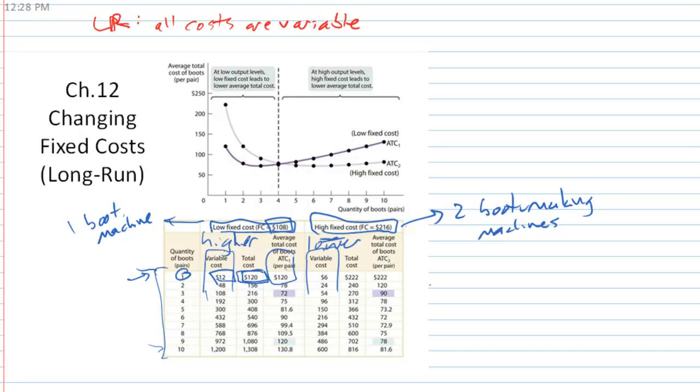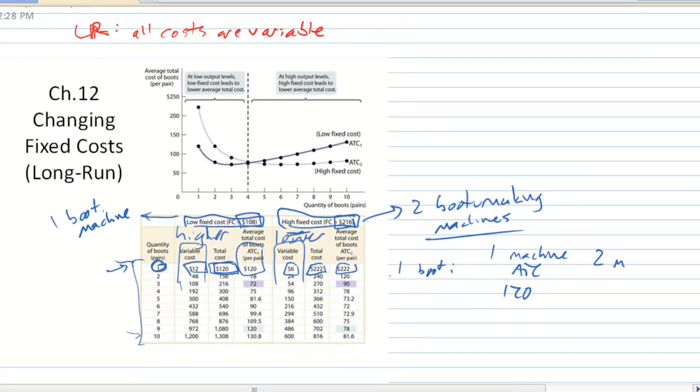What if we wanted to see what happened if we bought a second boot making machine, still only producing 1 pair of boots? Now our variable cost drops to 6, but now we add this much larger fixed cost, and get a higher total cost of $222, which is also our average total cost. So if we're just going to produce 1 boot, then our choice is between $120 with 1 machine and $222 with 2 machines. So we should choose to get just 1 machine if we're just going to produce 1 boot.